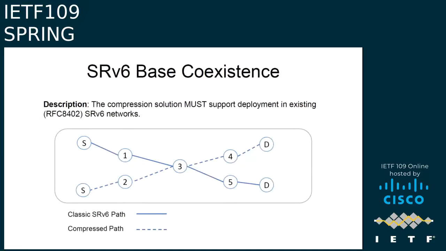This is for SRv6 based coexistence. So we hope the compression solution can support deployment in existing SRv6 networks. This figure shows the application scenario. The path may only support the original SRv6 or compressed SRv6. It will not be mixed in one path. Okay, next page.